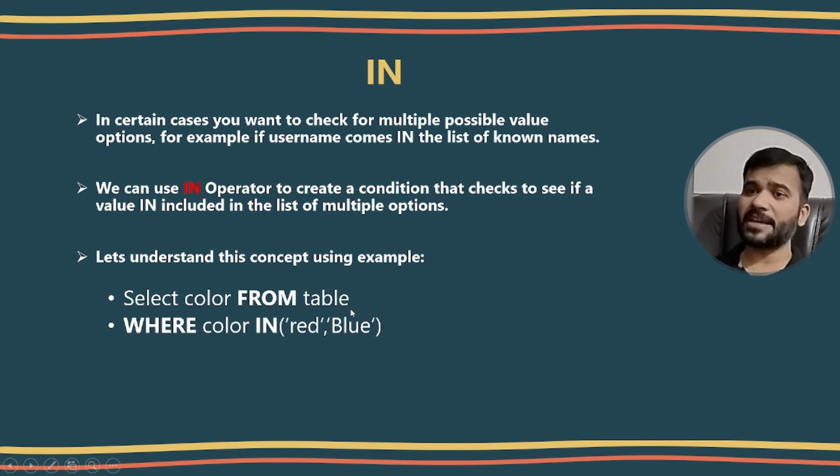SELECT color FROM a table WHERE color should be red and blue. How to write it? Right now, let's say red, blue, green, white, whatever. I mean, we have four values. Then you have to write something like: SELECT color FROM table WHERE color IN, and pass on the whole list you have. If it finds red, that value will get returned. If it finds blue, that value will get returned. That's how IN works. We will see it practically also in our coming section. So right now let's go through the theory. When we jump on to pgAdmin, we will see it practically.